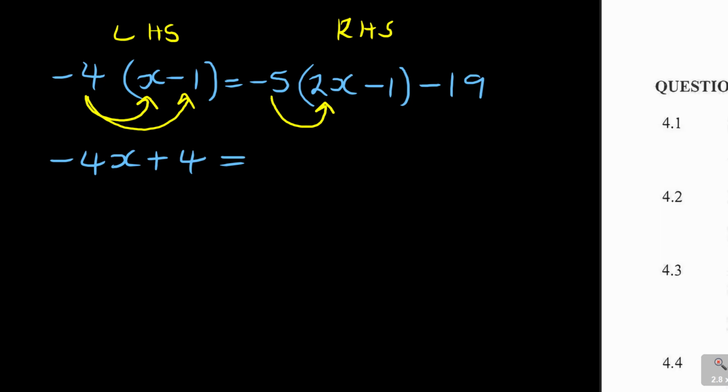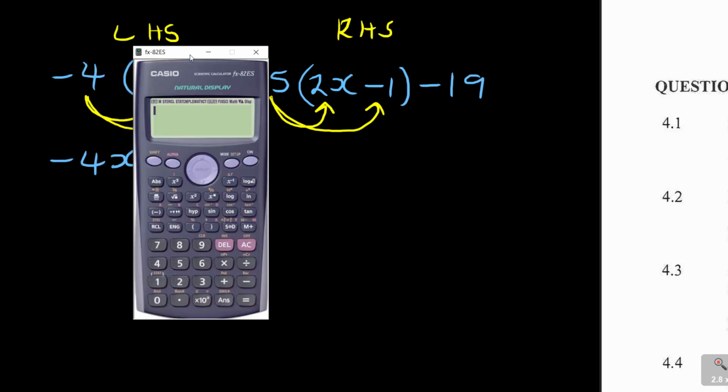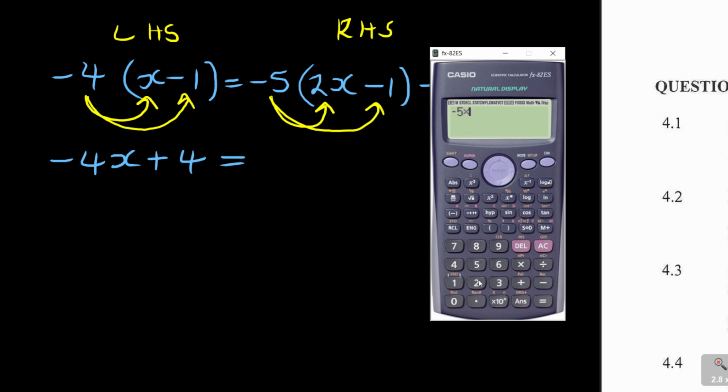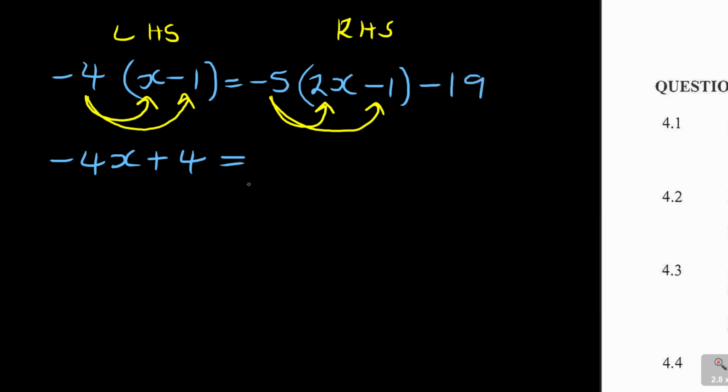Minus 5 is affecting that 2x and minus 5 is affecting that minus 1. So when you're using a calculator, you say minus 5 times 2, and it will give you negative 10. Then minus 5 times minus 1, like the other one, gives you a positive. So I've got minus 10 here, but you maintain the variable: minus 10x plus 5. Then you can see minus 19 is on the outside, so you just say minus 19.